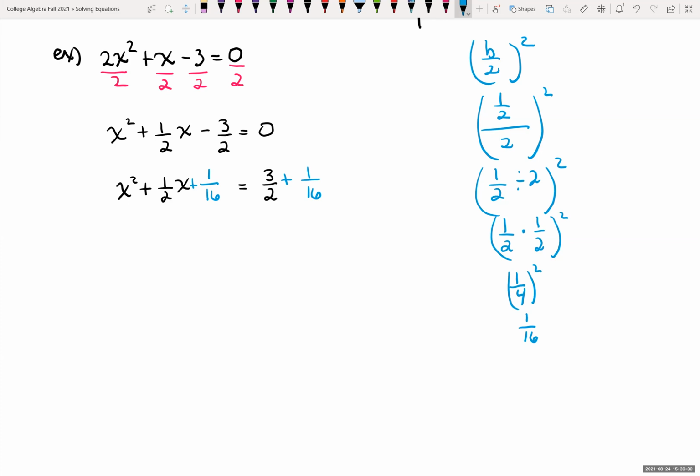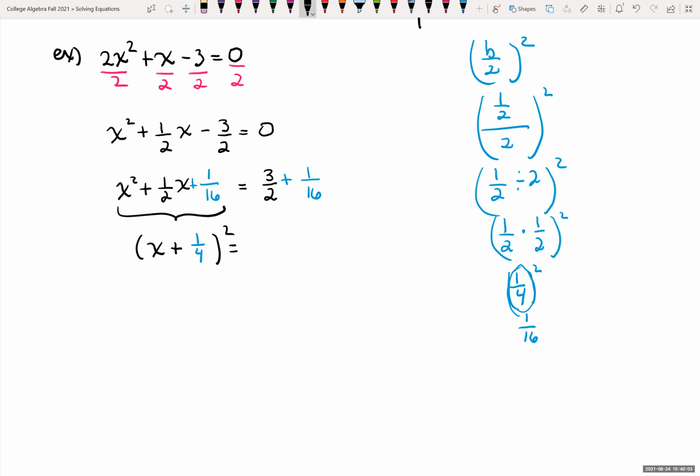So this number that I would add to itself to get 1/2 is always going to be this number in here before you square it. 1/4 plus 1/4 gives me 2/4, which is 1/2. And then 1/4 times 1/4 gives me that number we just found, which was 1/16. So this one side we can rewrite as a perfect square as x plus 1/4 quantity squared.